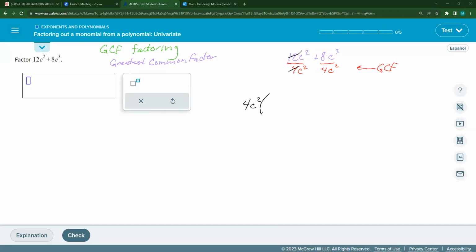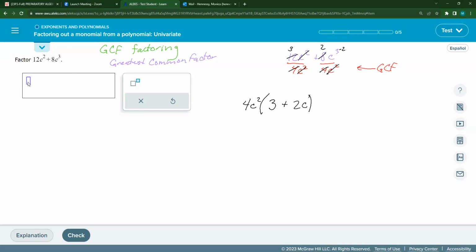So 4 goes into 12 3 times. The c squared on top and bottom cancel each other out. So I just have 3. A positive divided by a positive is positive. 4 goes into 8 twice. C squared and c cubed, there is one more c on top. So there's more on top, and it's going to be 3 minus 2. So it'll be 2c. Remember, this could be a hidden 1. So we're just going to do 3 plus 2c, and that's what we're going to type in.